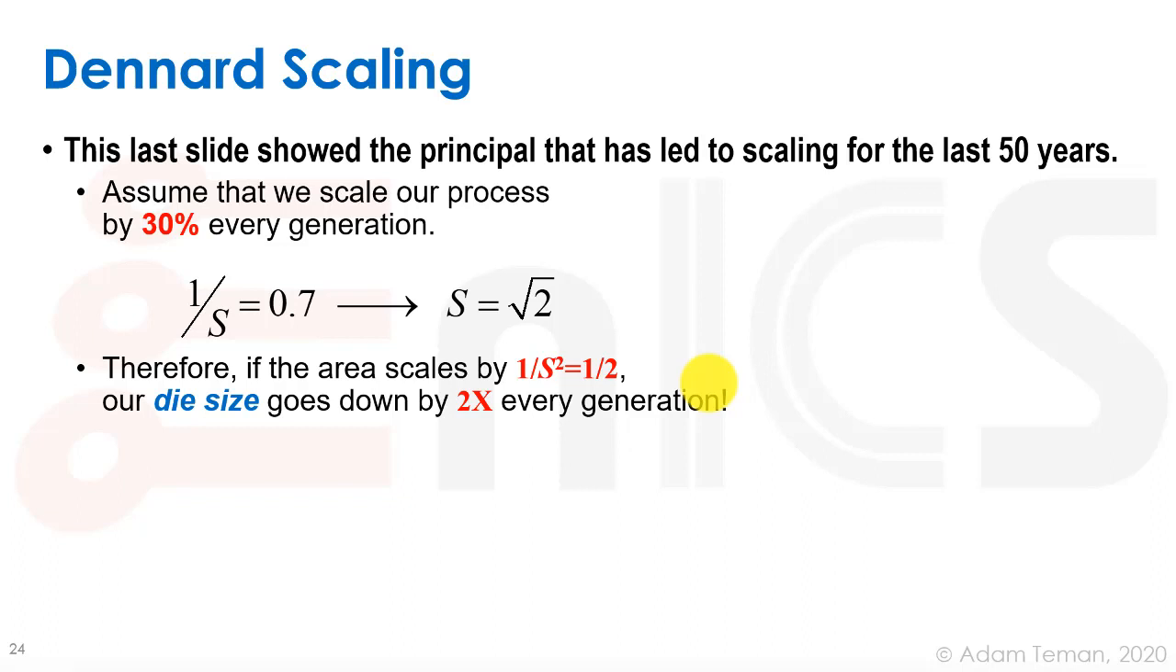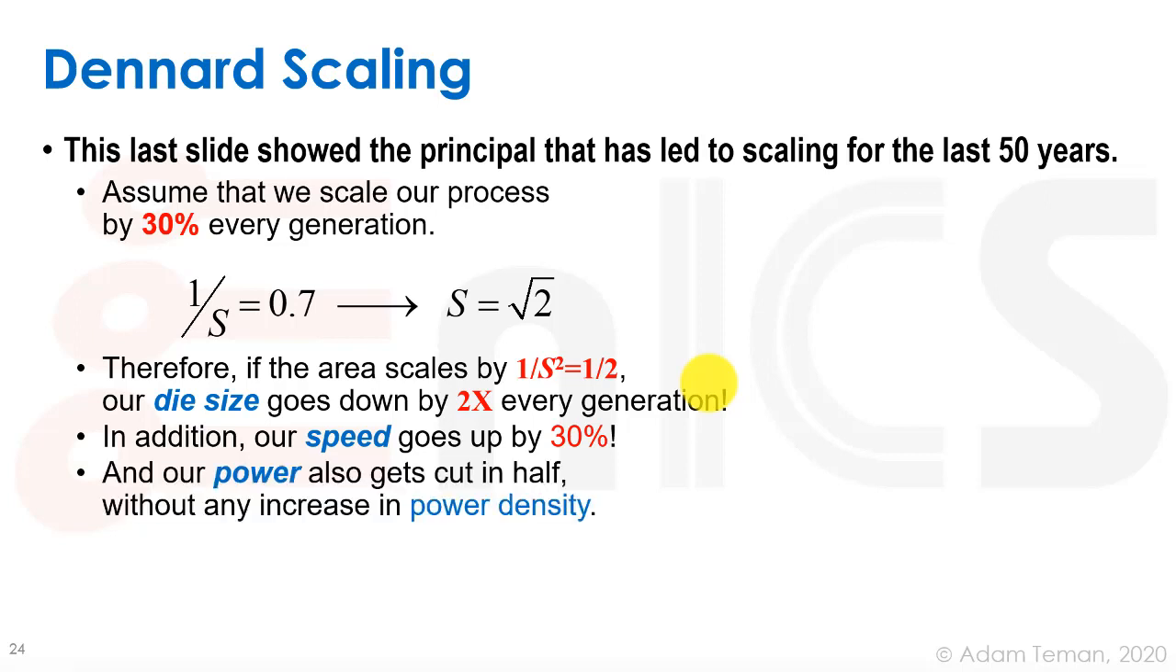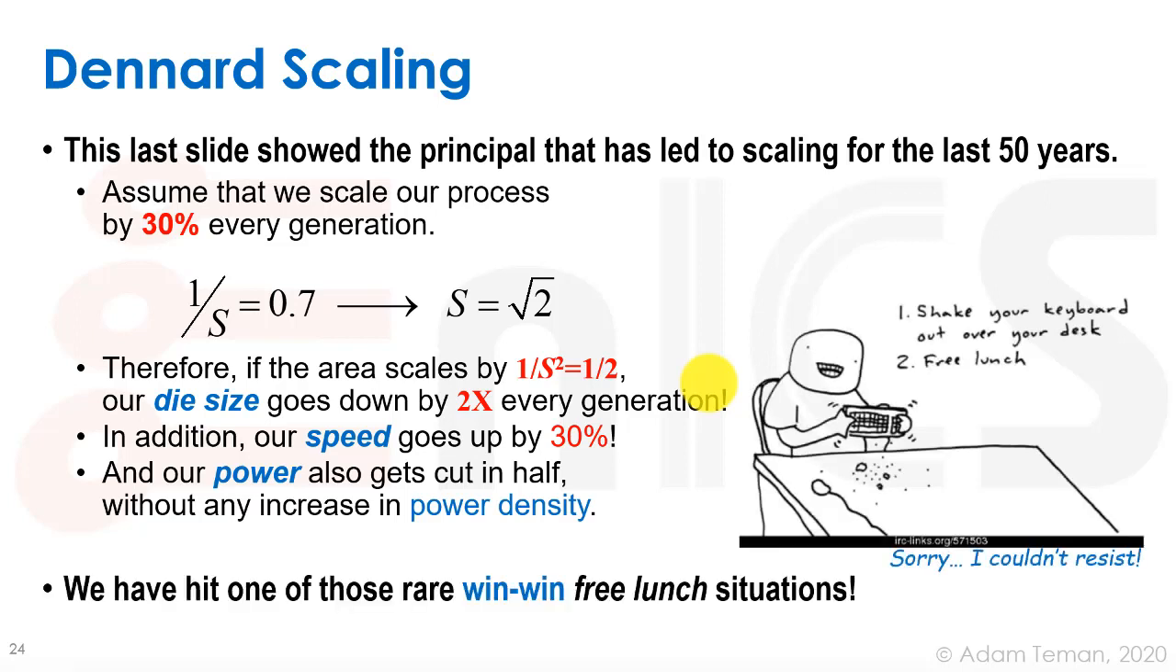Corollarily, we can put twice as many devices on the same size die. In addition, we saw that the speed goes up by 30% because we had a decrease of TPD by S. And the power also gets cut in half without any increase in power density. So we have one of those rare win-win free lunch situations, and whoever has a strong stomach can read this little cartoon that I loved.